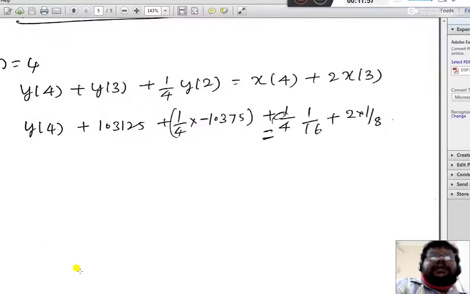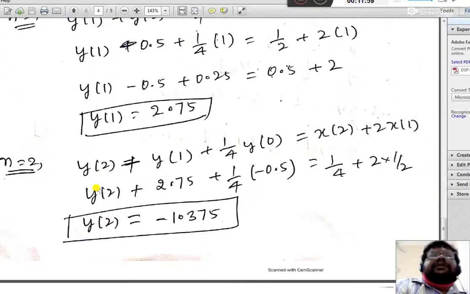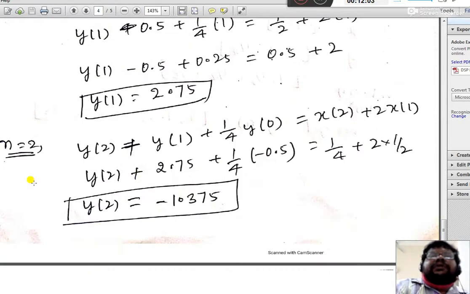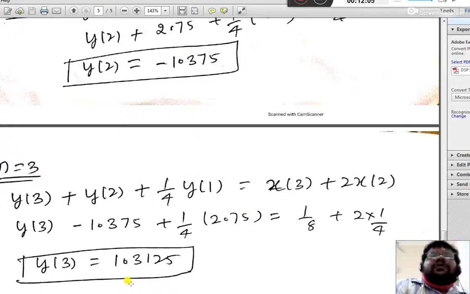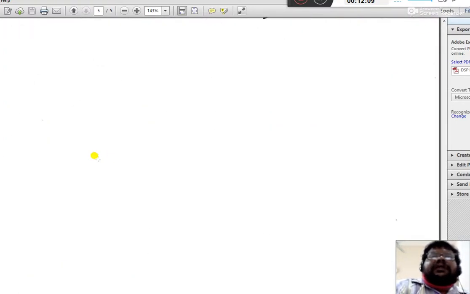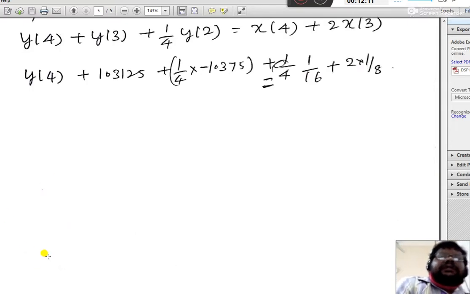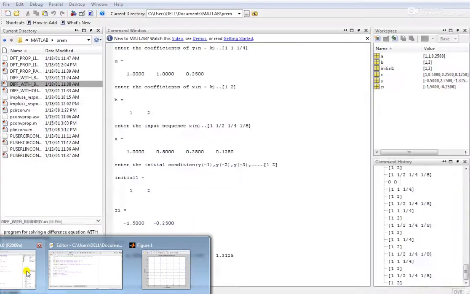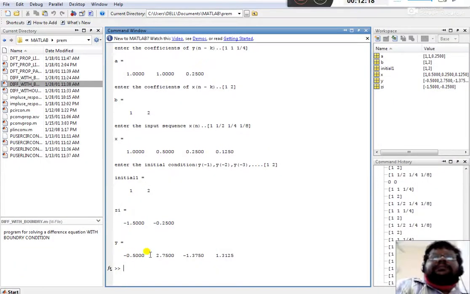See, we have calculated the theoretical values. For n is equal to 0 we got minus 0.5, n is equal to 1, 2.75, n is equal to 2, minus 1.375, and 1.375. One extra we have calculated. This is the same value we get here in the MATLAB window also: minus 0.5, 2.75, minus 1.375, 1.375.